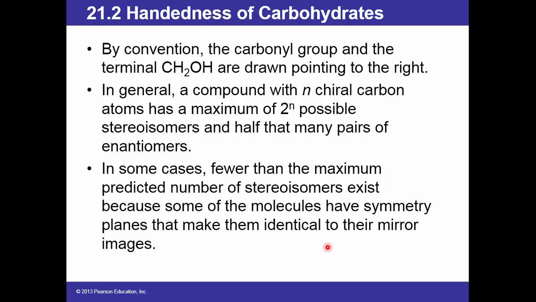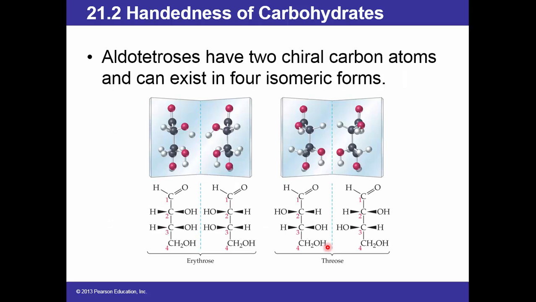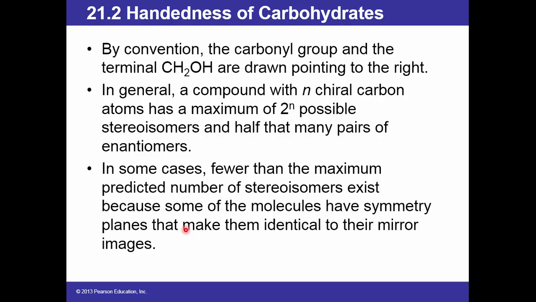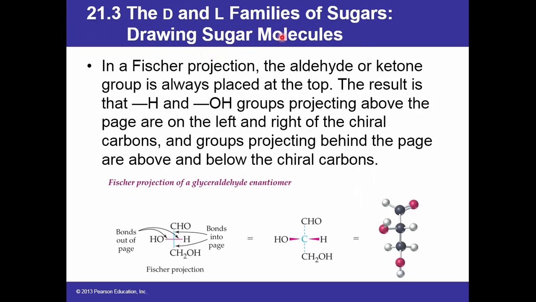So, for example, if we go back here, how many chiral carbons do we have? In 2 to the n, n is the number of chiral carbons. So we have 4 stereoisomers for erythrose. 2 of them have a D configuration and 2 have an L configuration. Again, here are the D and L families of sugars, and drawing sugar molecules.